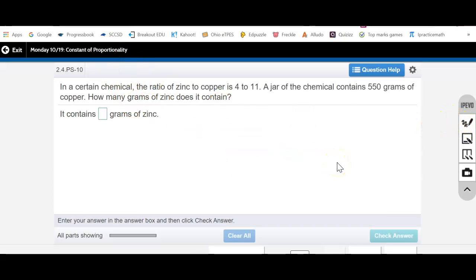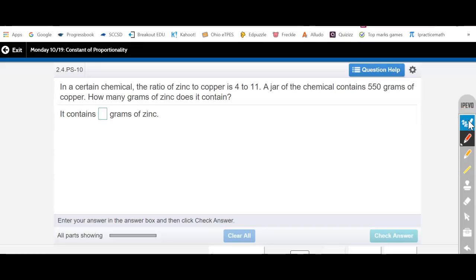Okay, so now here's where we get into the meat and taters of this whole constant of proportionality thing. The reason we do this is because we're trying to find a unit rate y over x. Once we do that, that is our constant of proportionality, our unit rate. Then we can use that to help us solve problems.